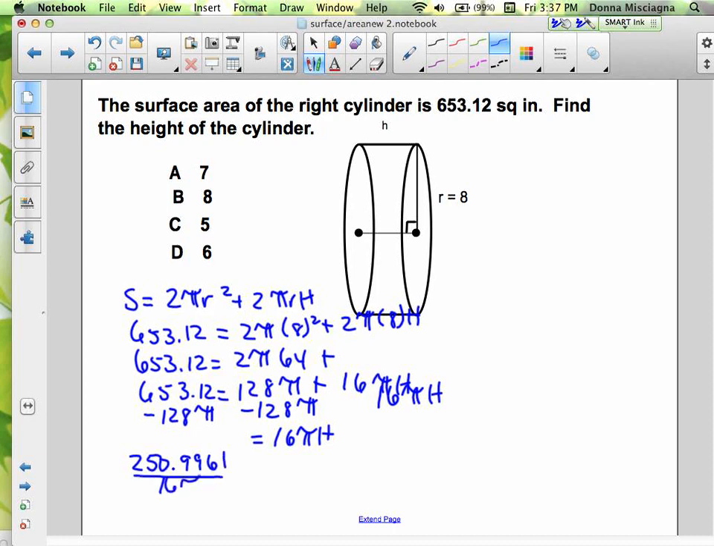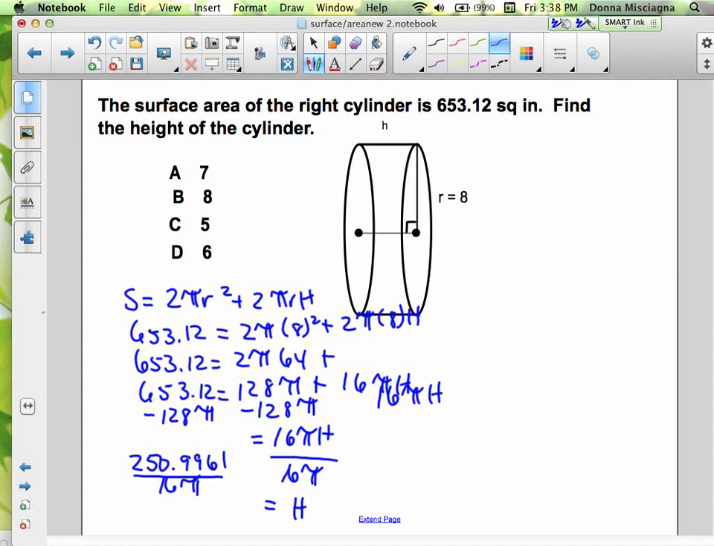So divided by 16 pi is going to give us h. And the calculator says, and actually, I'm going to keep that whole value in there with all the decimals, so it's even more accurate. So 16 pi, and the calculator says, did I forget to do something? Because it gives me, oh, you know what? I know why.